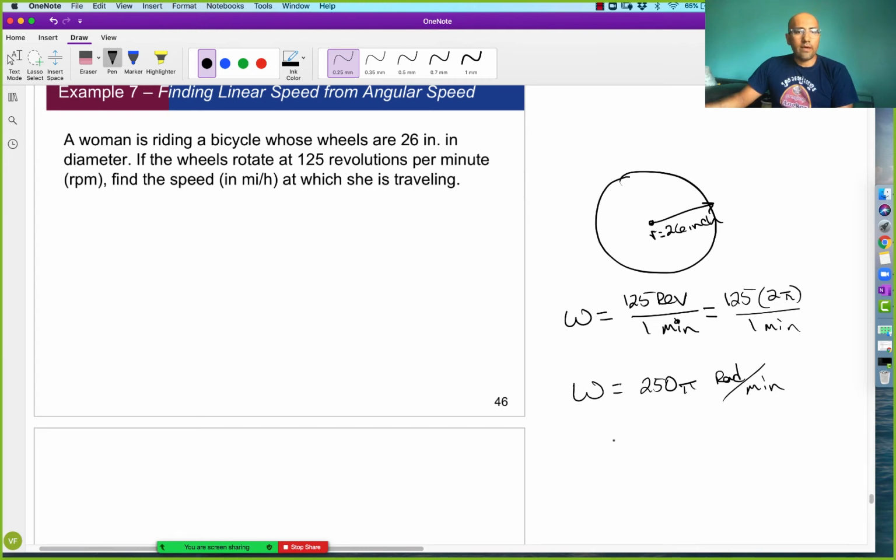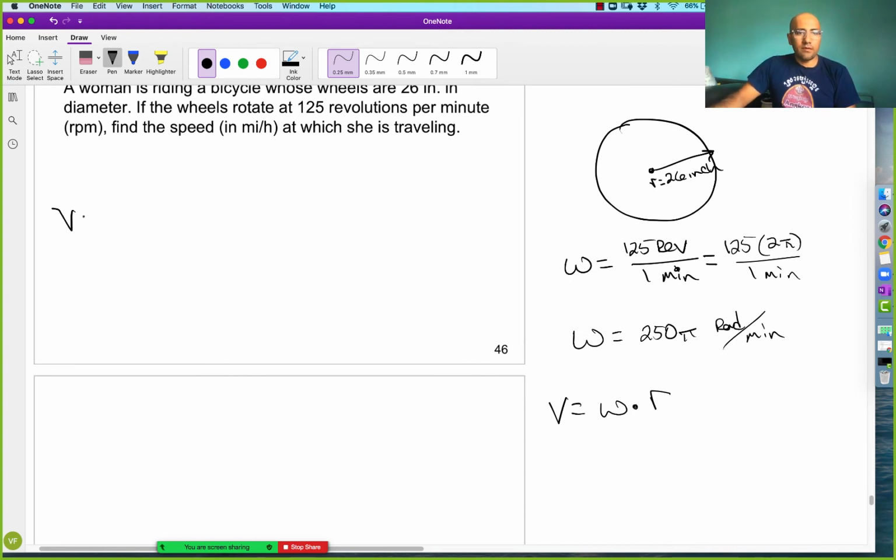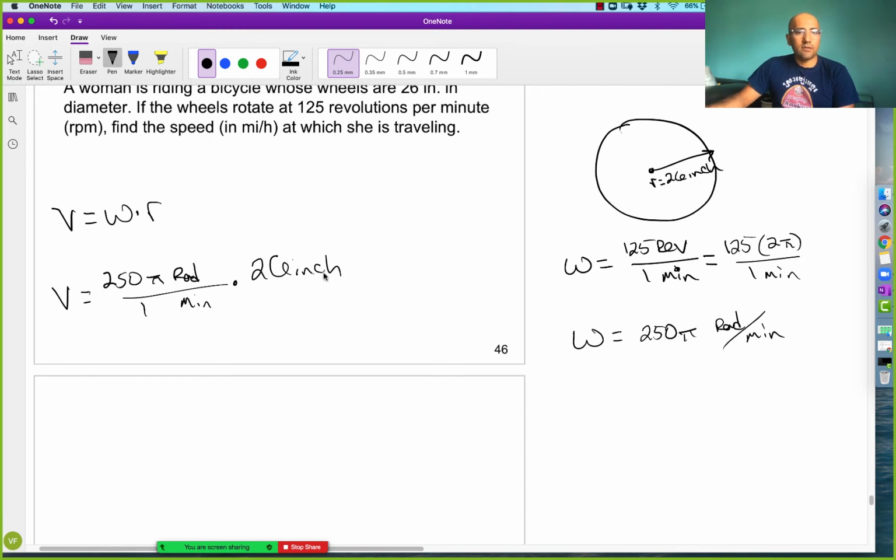Questions. And so we know that, what do they want? Find the speed in miles per hour at which she is traveling. Okay, so then in terms of inches, her speed v is equal to this times r, radius. I'll just put that here. So v equals w times r, and we already found w. So v equals 250 pi radians per minute, and we want to multiply that by r, which is 26 inches. And that'll give us an answer in inches per minute.